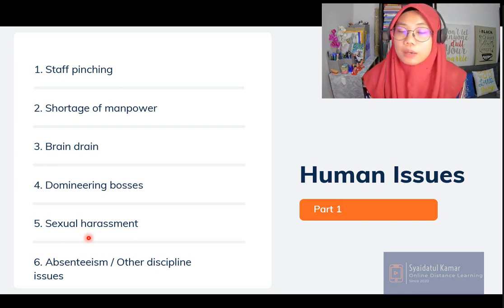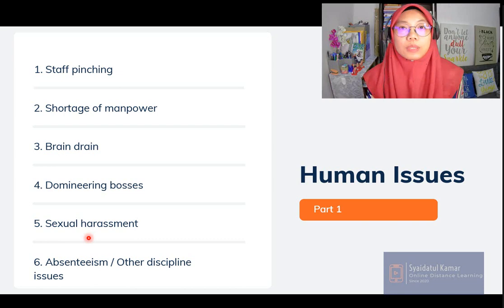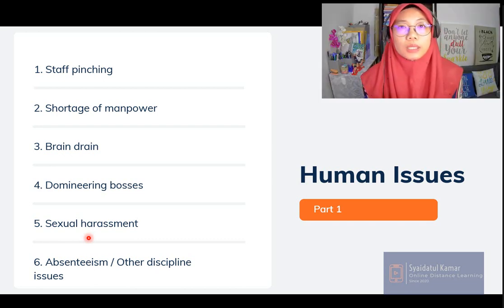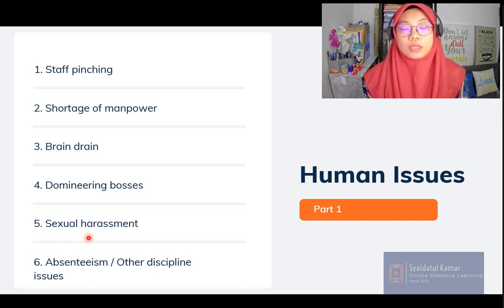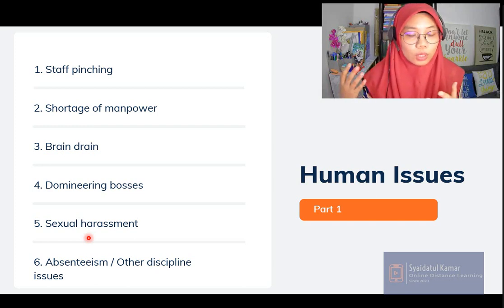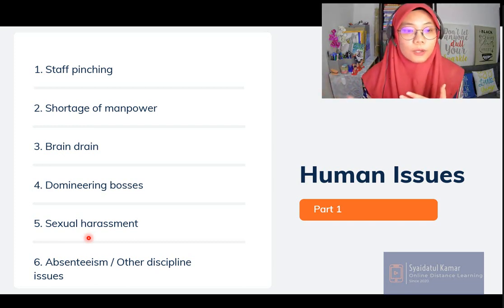In this case, bear in mind, not only the female can be the victim of sexual harassment, sometimes the male can also be a victim of sexual harassment as well. Okay, so you have to be careful not to label or lay out stereotypes towards people. For example, that only women or female workers can have to deal with sexual harassment.